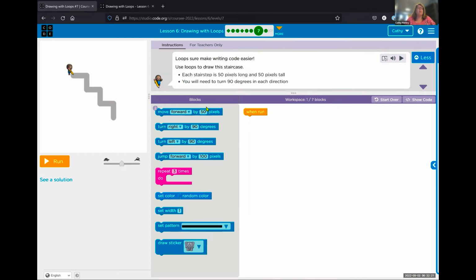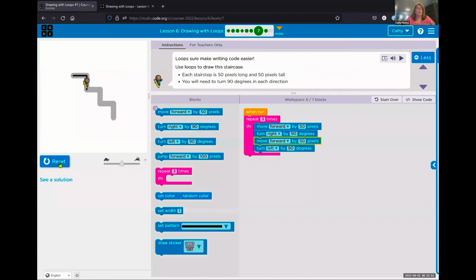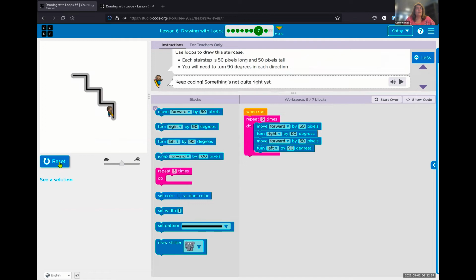The other thing, I'm going to go ahead and do this one for you because there's one trick that they sometimes find. So they're going to go forward, turn right, move forward, and turn left. Some of them will continue to do this, so we really want them to see that repeat. And they can move all of those steps into the repeat. But notice what happens when I click run. It says something's not quite right.